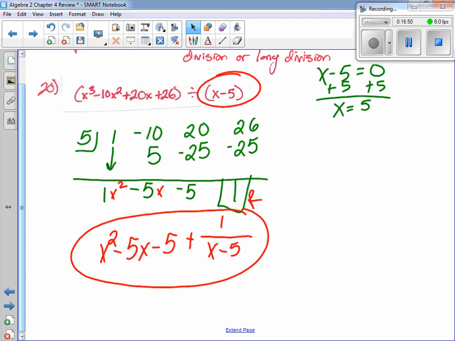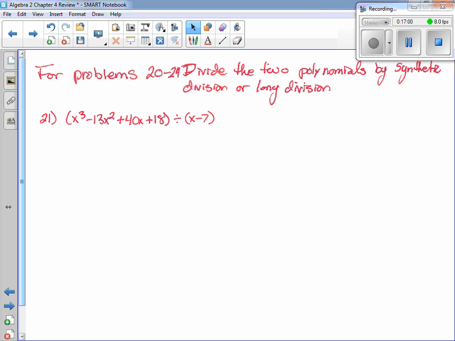Any other questions on this here? Are we good with this one? Yes? Any other questions on 21 through 24 that we want to look at? Okay.